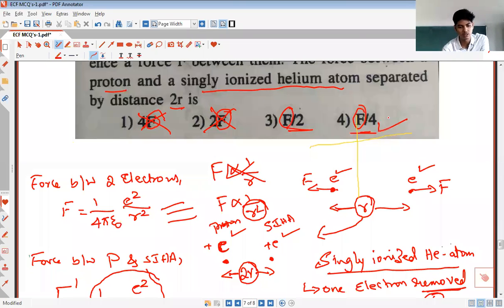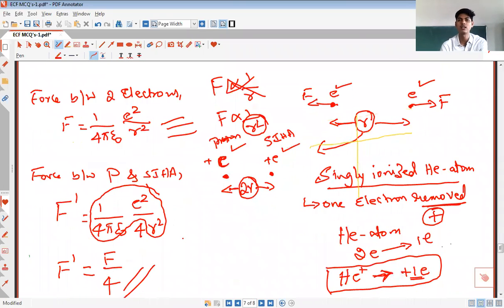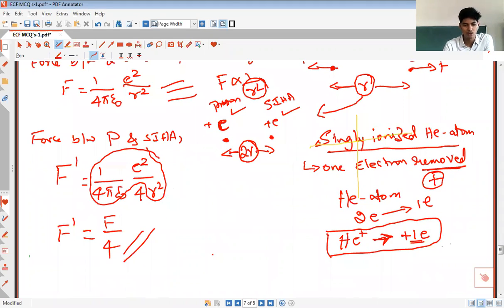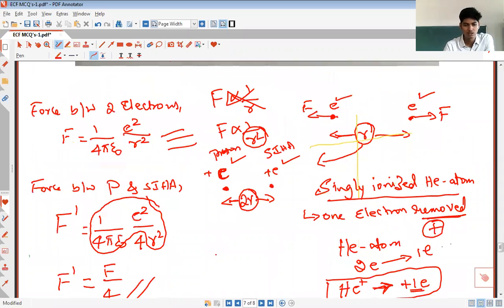Initially you practice this method. You must first know all these things, such as what singly ionized helium atom means and what doubly ionized helium atom means. Okay. So F dash will be equal to F by 4. Is this problem clear?